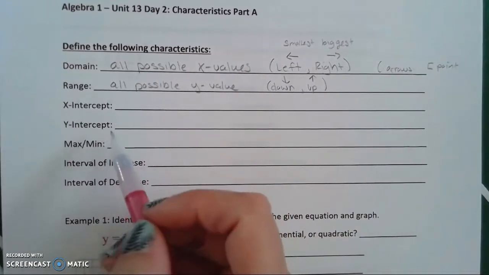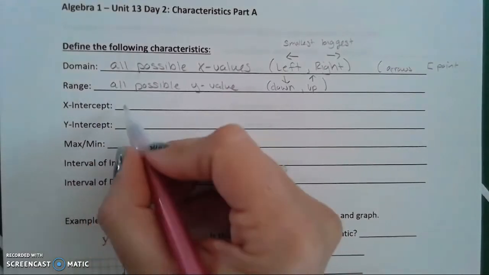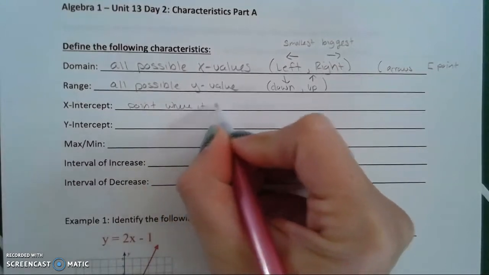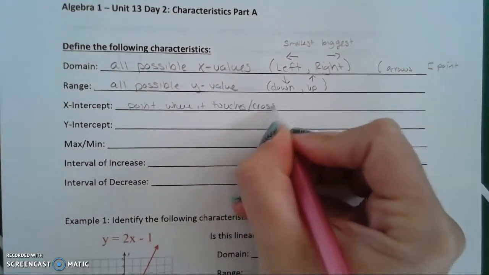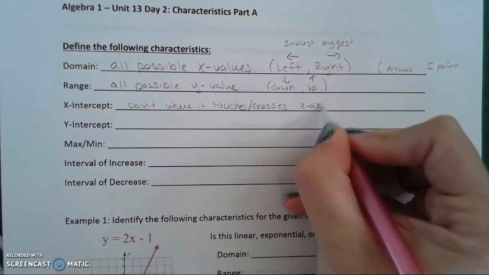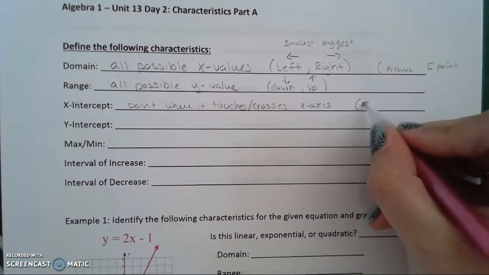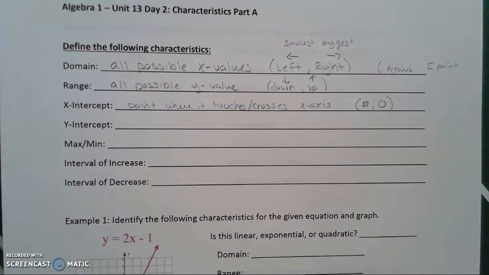Now, x-intercepts and y-intercepts. Remember, these are points. This is an ordered pair. It's a point on the graph. So the x-intercept is the point where it touches or crosses the x-axis. Remember, all of these are going to be written as some number for the x, and then the y value is always a 0. That means it will fall on the x-axis. So some number for the x and a 0 for the y, because that means we're not going up and down at all. We're only moving left and right.